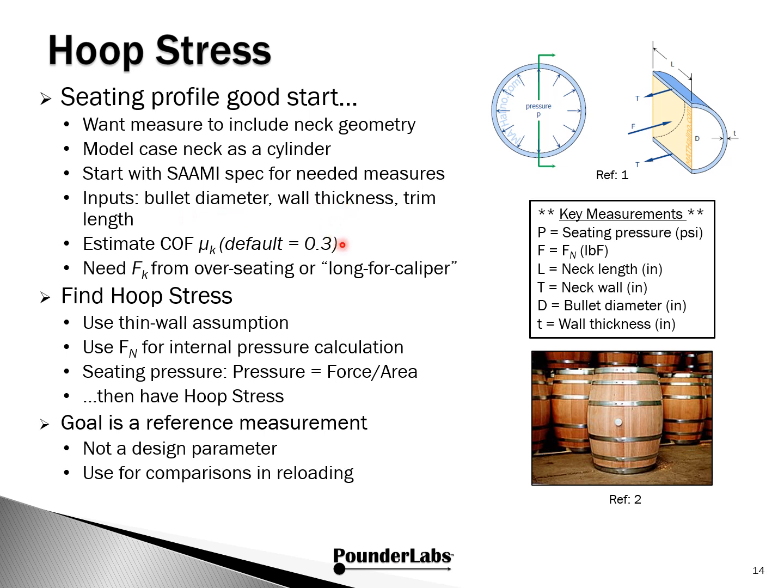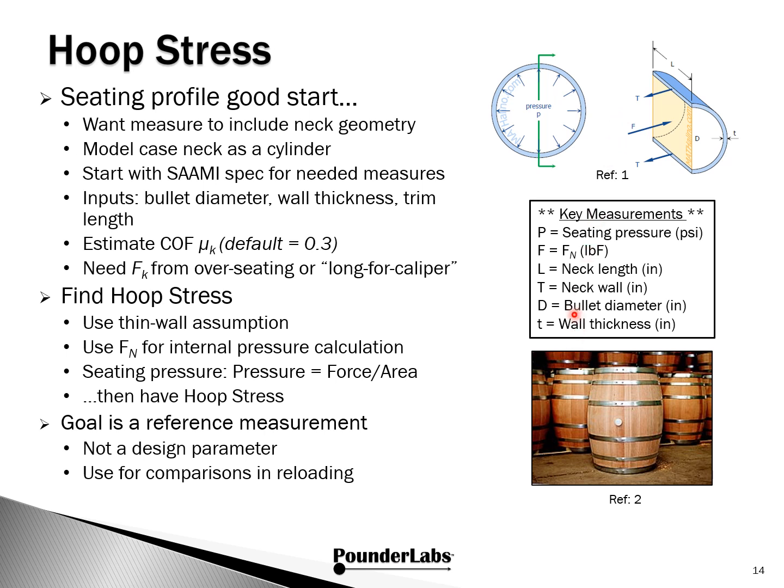An important thing is the kinetic coefficient of friction. This is an important parameter, but for the work we're going to do here, we're just going to set it as a default to 0.3. We need to get the kinetic force of friction, and you can get that from overseating, and we've illustrated that. And we'll illustrate also how you can do this with what's called long for caliper. Once we have that information, you see how this is laid out here.